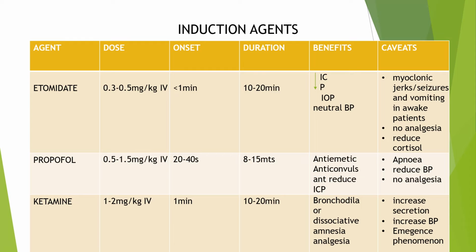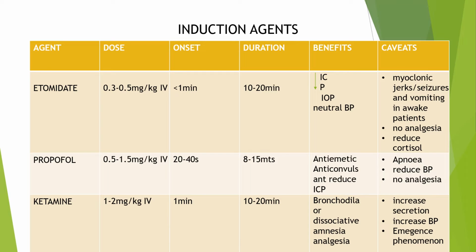Coming to induction agents. Induction agents are etomidate, propofol, and ketamine. Etomidate, the dose is 0.3 to 0.5 milligram per kilogram IV, which has an onset of less than 1 minute and duration of about 10 to 20 minutes. The benefits are it decreases the ICP and IOP and has neutral effects on BP. Caveats are myoclonic jerks, seizures, and vomiting in awake patients. There is no analgesia and it reduces the cortisol.